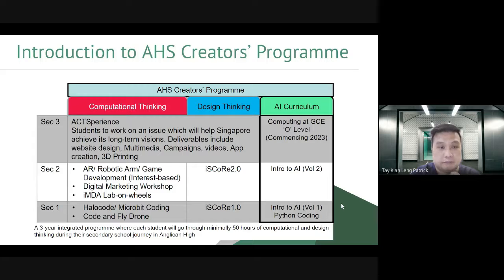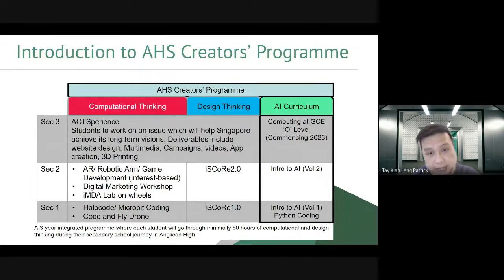All right, so as you can see, basically our AI is more targeted at lower secondary school students in Anglican High School. So we started off by introducing them to Python coding. And then we will also introduce AI Volume 1. We work with a vendor for this. And then when they get to Sec 2, we'll progressively move on to AI Volume 2.